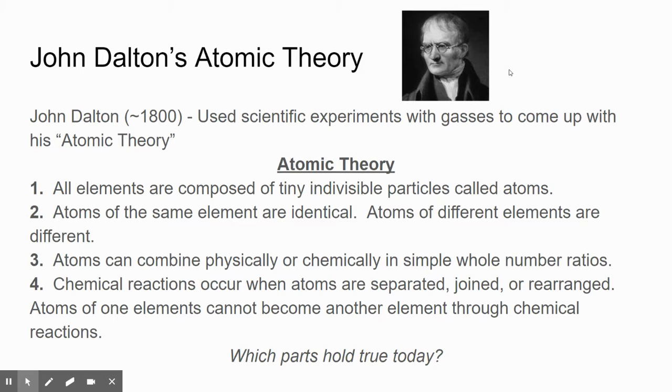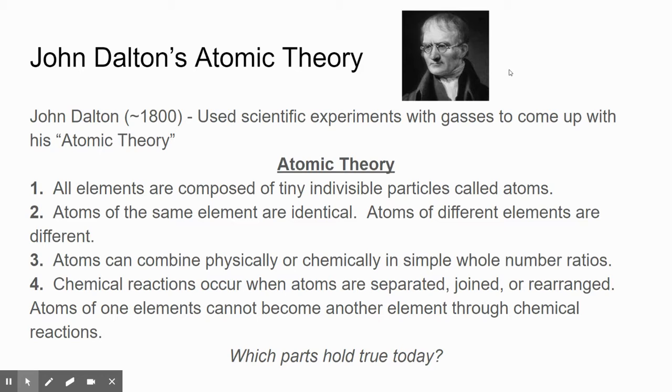And he came up with 4 parts, and really this was the beginning of the modern day atom. He said that all elements are composed of tiny indivisible particles called atoms. The second part was that atoms of the same element are identical, whereas atoms of different elements are different. And then the third part, atoms can combine physically or chemically in simple whole number ratios. And then finally, chemical reactions occur when atoms are separated, joined, or rearranged. Atoms of one element cannot become another through chemical reactions.